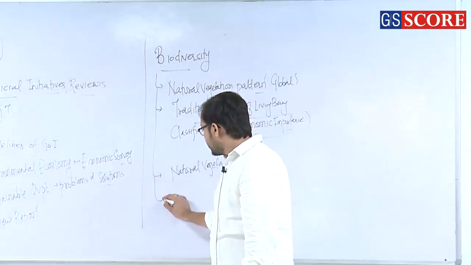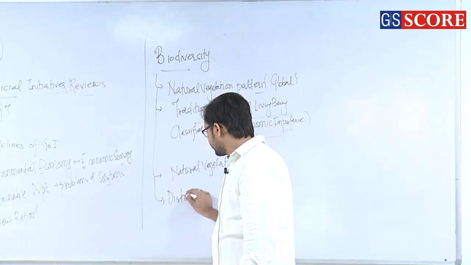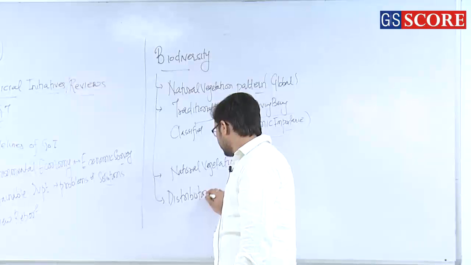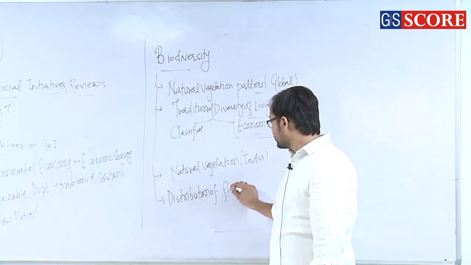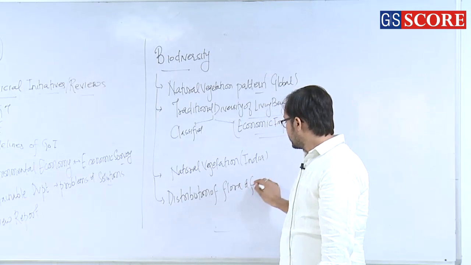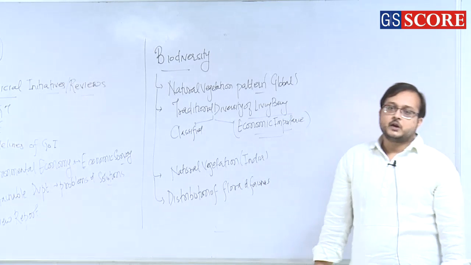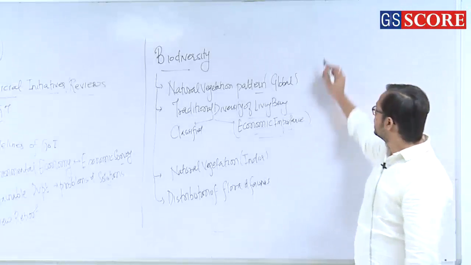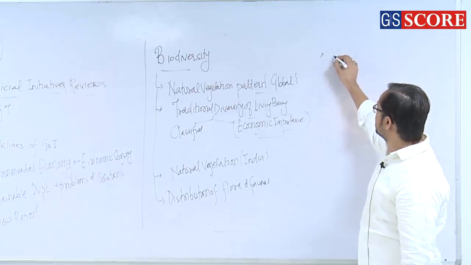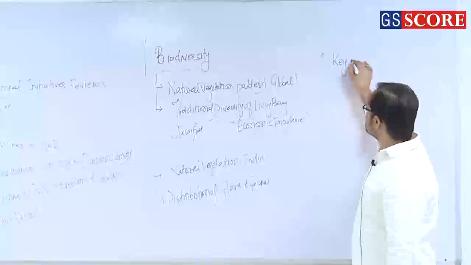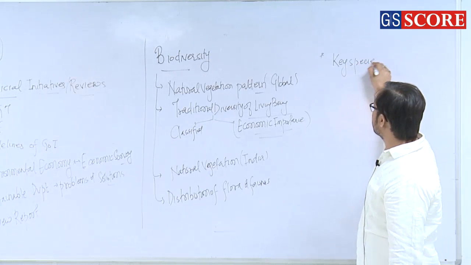And then distribution of flora and fauna in different areas. That would be another aspect. Key species of the year. This is more important.